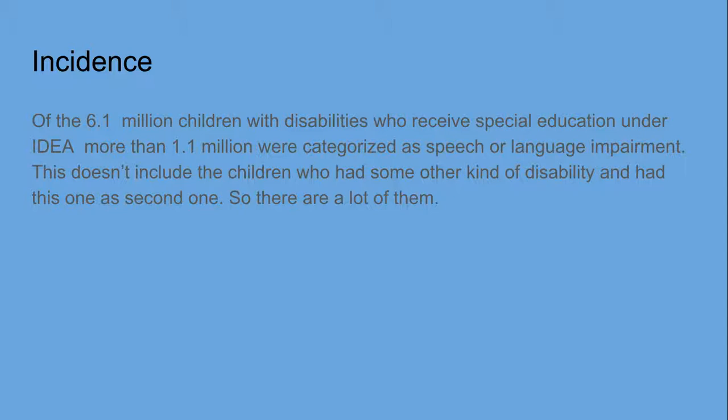Just so you know how many there are, of the 6.1 million children with disabilities who receive special education under IDEA, more than 1.1 million were categorized as speech or language impairment. This doesn't include the children who had other disabilities. Like I said before, there's 13 different ones. So if they had one of the other 12 listed first, and this was more of a secondary impairment or disability, then those weren't categorized as this.